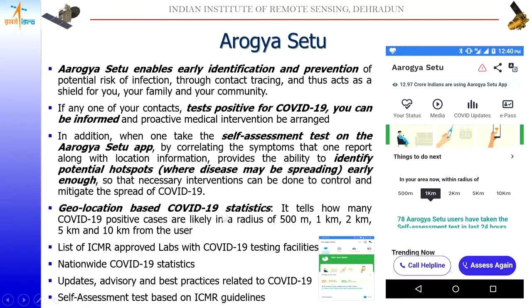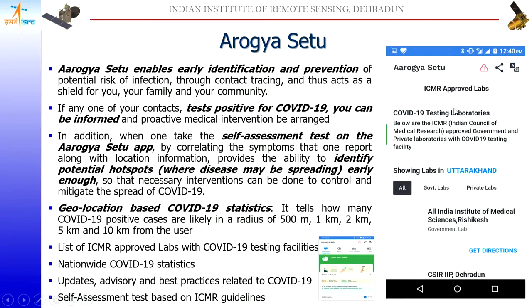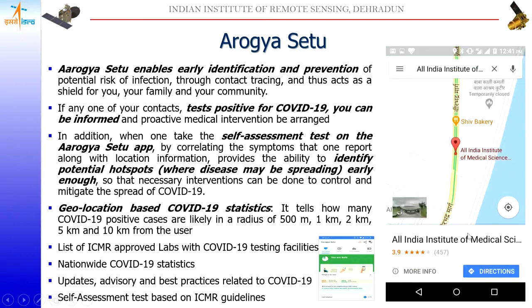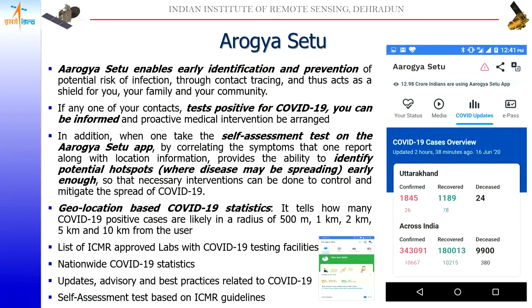Further, geolocation-based COVID-19 statistics could be accessed. Anybody can see the cases in their vicinity within 500 meters, 1 kilometer, 2 kilometers, 5 and 10 kilometers. Helpline numbers are also available, and so is the list of ICMR testing laboratories. For example, because our GPS is on, it is able to identify that I am in the Uttarakhand region, and then I can see all the testing labs. I can click on all, or I can select government labs or private labs, and I can also click on get directions. It also tells me where it is and how far it is, if I don't know how to reach it.